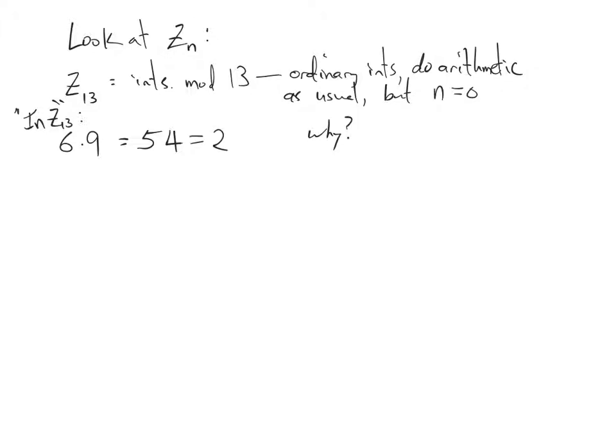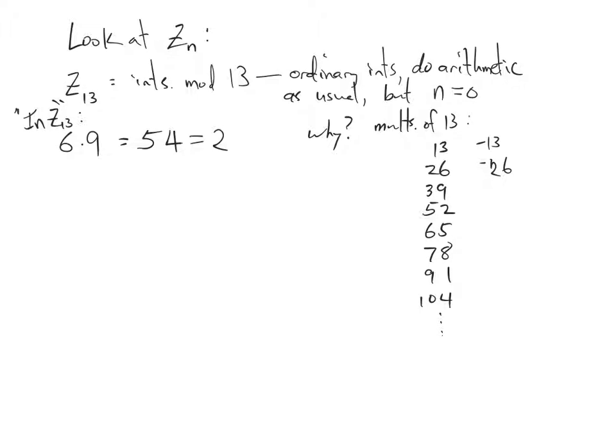Why? I'm getting very pedantic and condescending here. Well, the multiples of 13 are 13, 26. Of course, there's also minus 13, minus 26, but usually the positive ones are easier. 39, so I'm just adding 13 each time, hopefully successfully. 52, 65, 78, 91, 104, 117 and 130. By finish, I mean go out to 10 times 13.